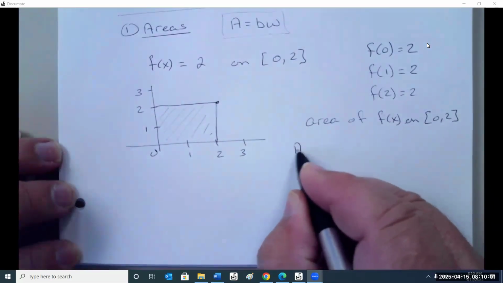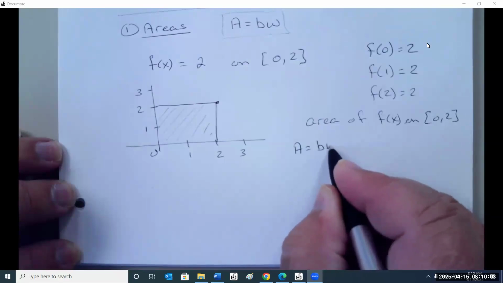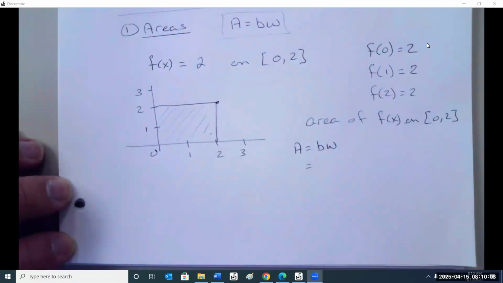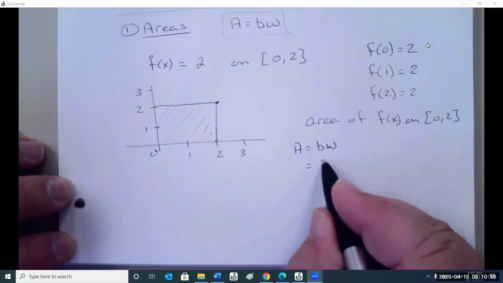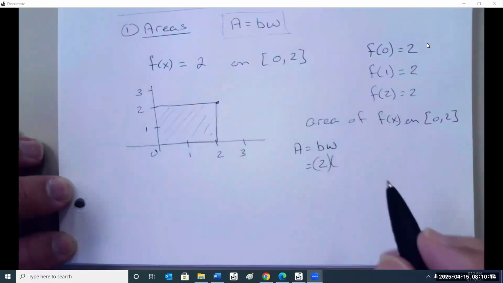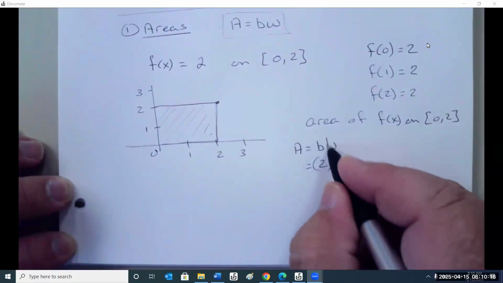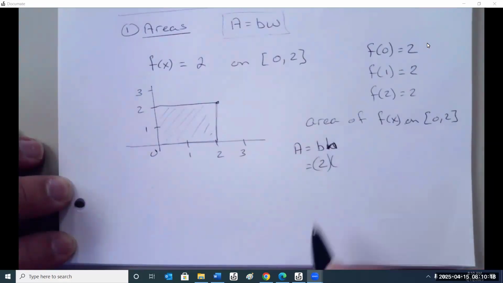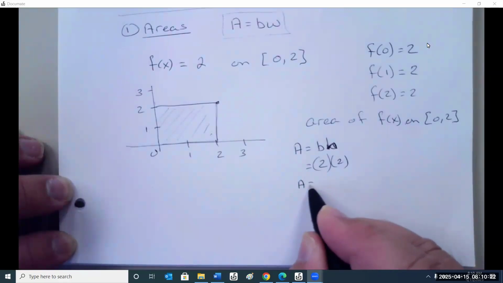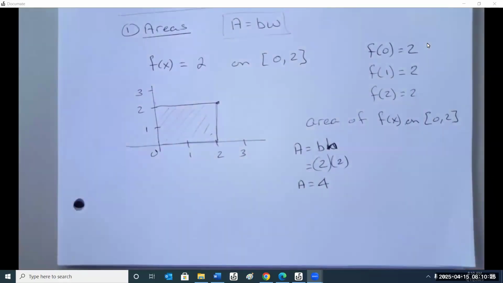So the area formula is base times height. What's the base? The base is 2. It goes from here to here. What is the height? It's from here to here. So the area is 4 square units. Let's see how else we can get that.